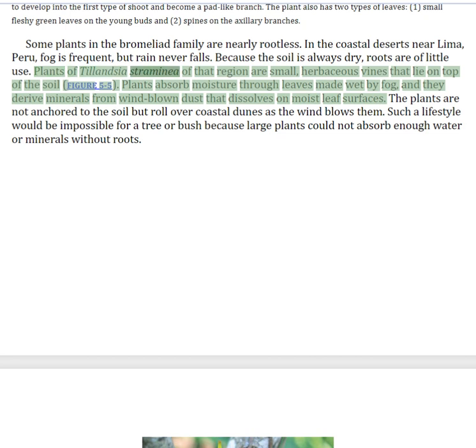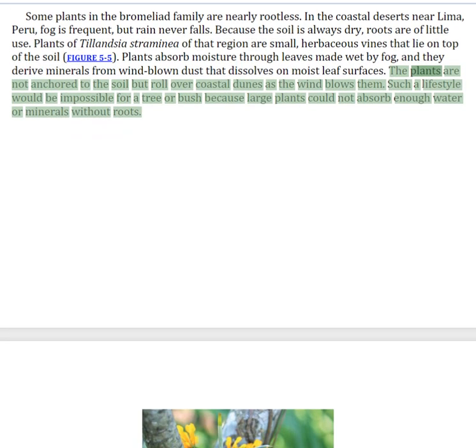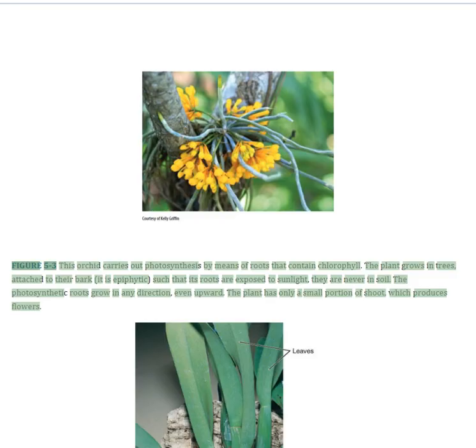Plants of Tillandsia straminia of that region are small, herbaceous vines that lie on top of the soil. Plants absorb moisture through leaves made wet by fog, and they derive minerals from wind-blown dust that dissolves on moist leaf surfaces. The plants are not anchored to the soil but roll over coastal dunes as the wind blows them. Such a lifestyle would be impossible for a tree or bush because large plants could not absorb enough water or minerals without roots.